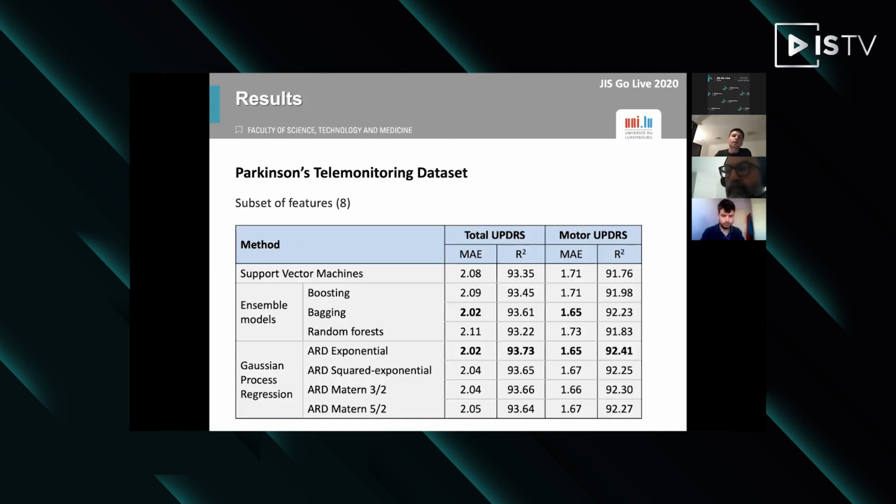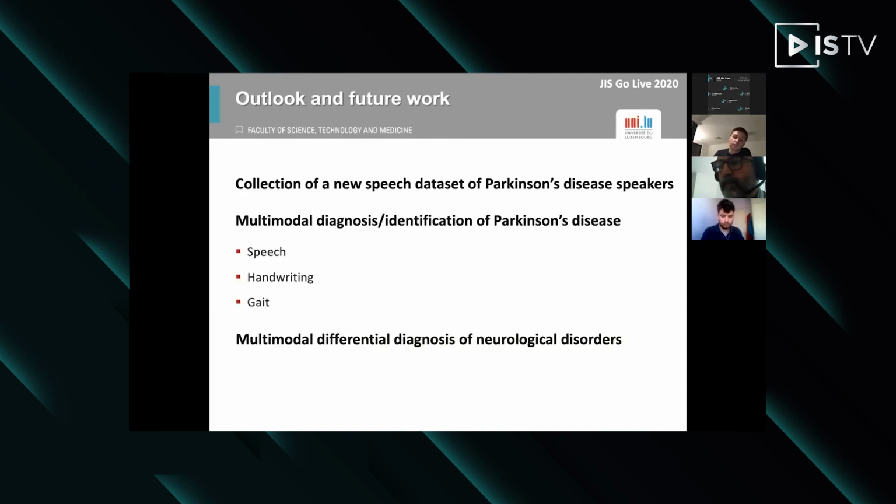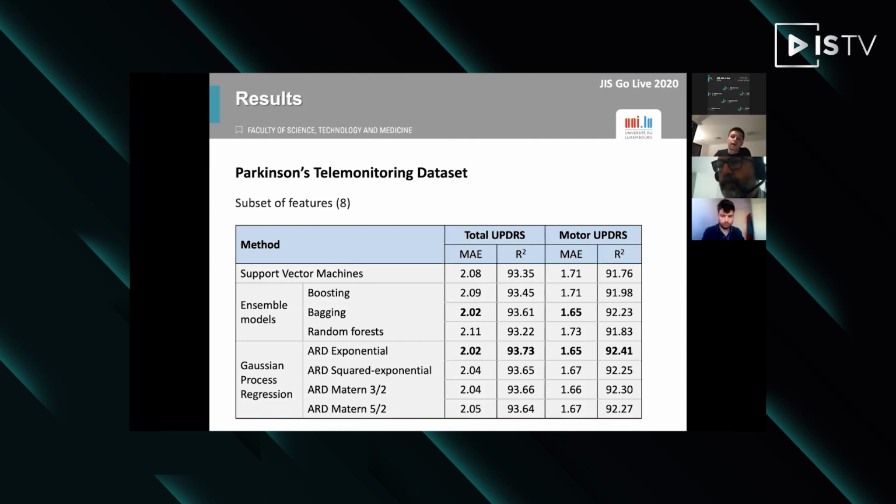Finally, we have run our models again using only the subset of 8 features, and we see that the results did not change much. So there is a minor improvement over the previous model with the full set of 18 features. But the more important thing here is that the models are simpler.